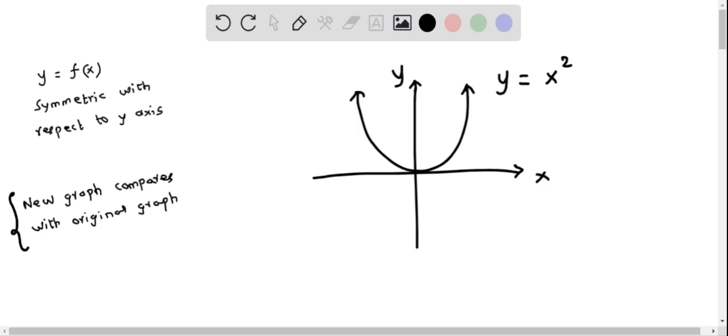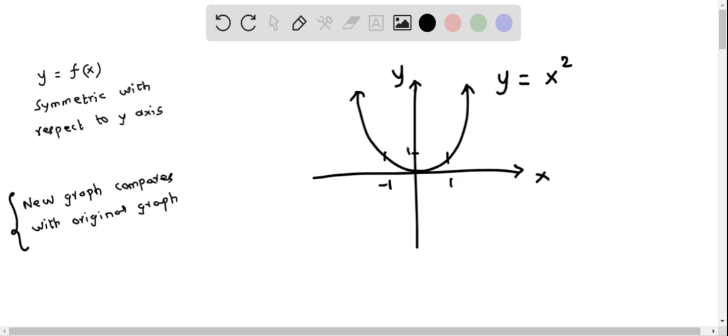So, for example, let's consider the graph of y equal to x squared, and this graph is symmetric with respect to the y-axis. By symmetric, we understand that whatever the value that we have on the positive side of x, we will have the same value on the negative side of x. Say, for example, when x equal to 1, the value of y equal to 1, and we will also have the same value, that is y equal to 1 when x equal to negative 1.